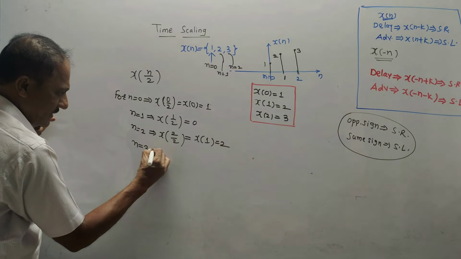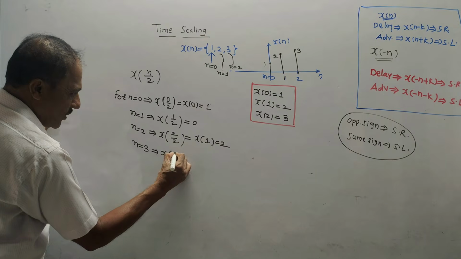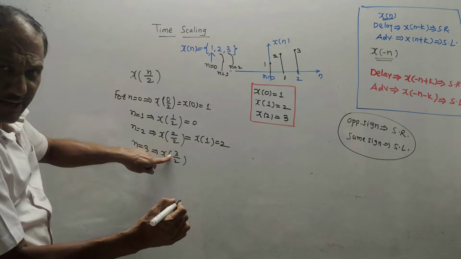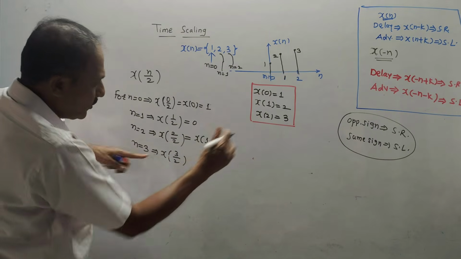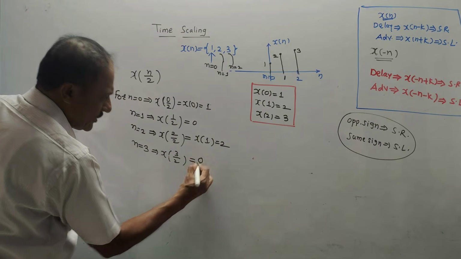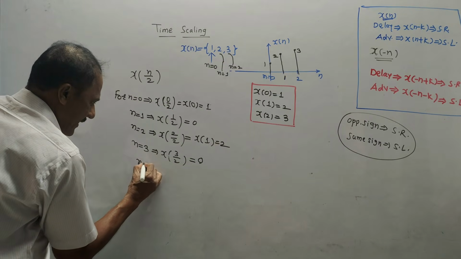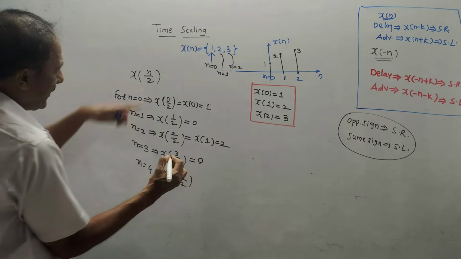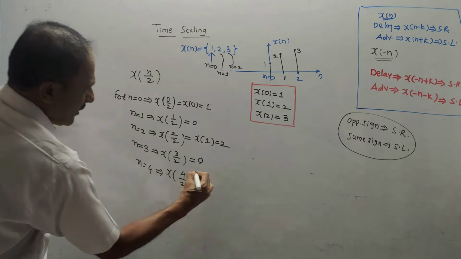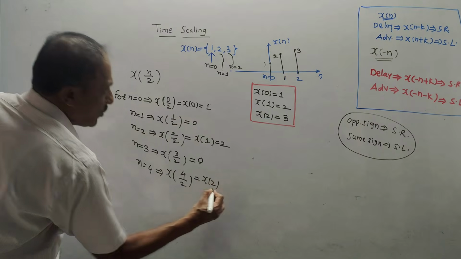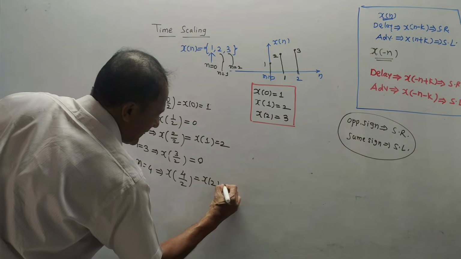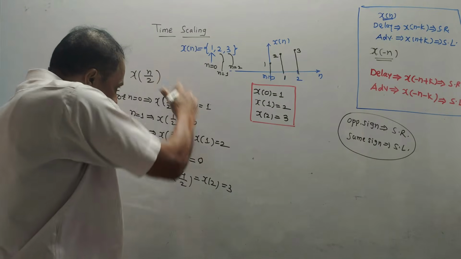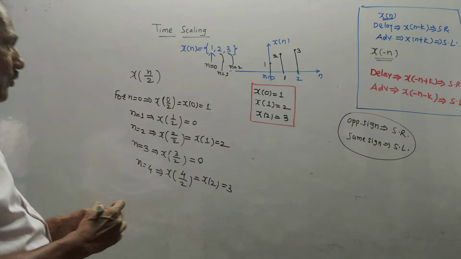Again, put the next value n equals 3. You will get x of 3 by 2. There is no value of x of 3 by 2. Whenever you don't have any value, mark it as 0. Next, n equals 4. You will get x of 4 by 2, which is the same as x of 2. X of 2 is this value 3. This is the ending value because we have values up to 3 only. So now I have got this chart, these new calculations.